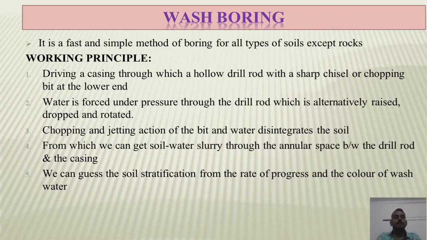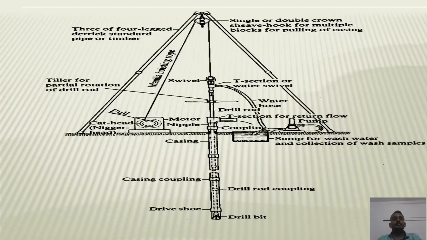Water is forced under pressure through the drill rod, which is alternately raised and dropped and rotated. The chopping and jetting action of the bit and water disintegrates the soil. In this method, we get soil-water slurry through the annular space between the drill rod and the casing. We can guess the soil stratification from the rate of progress and color of the wash water. This is a typical pictorial representation of the wash boring method.